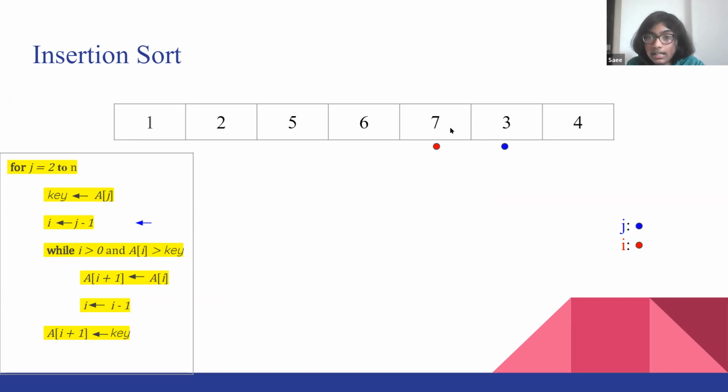So is 3 greater than 7? No. So we'll decrease I and ask the number before 7. So is 3 greater than 6? No. So we'll decrease I again. So I just helps us keep track of where we are and where we want to insert 3.